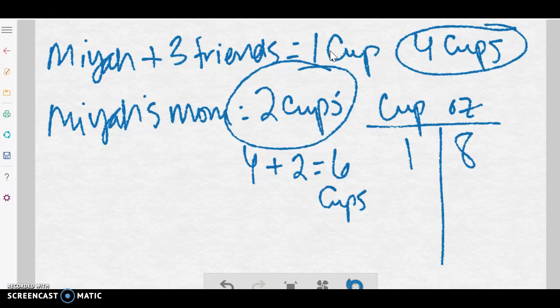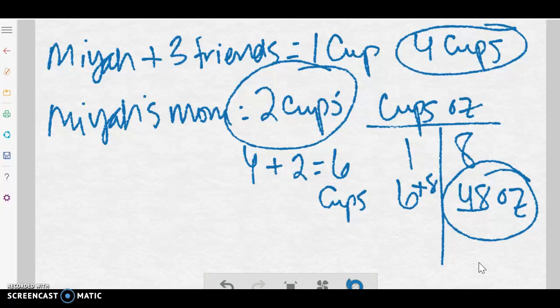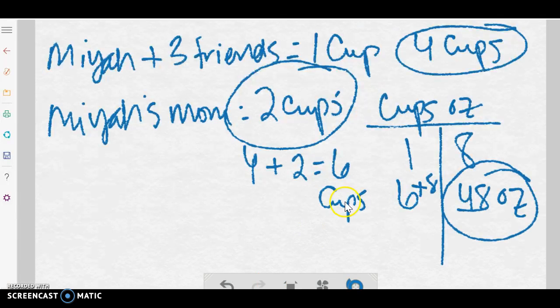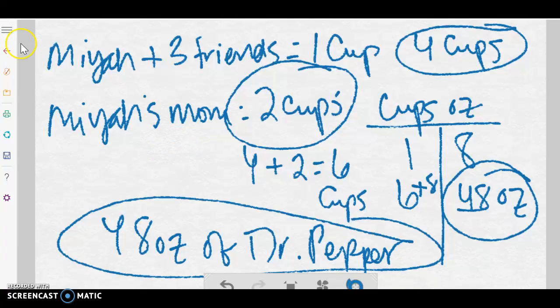But it's in cups and it needs to be in ounces. So I'm going to take my 6 cups, and I know my relationship is times 8. So in order to get the 6 cups into ounces, I do 6 times 8, which gives me 48 ounces. So in all, they drink 48 ounces of Dr Pepper. If I wrote that in a sentence, it would be 48 ounces of Dr Pepper. And that's how much they drank. There's my final answer.